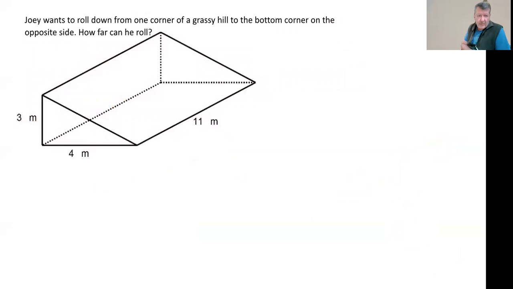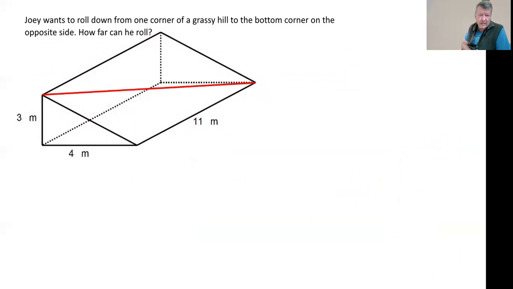Joey wants to roll down from one corner of the grassy hill to the bottom corner on the opposite side. How far can you roll? So that means we're going to go from either up there to down there, or over this corner down to here. All right, let's do the first one. Top corner down to there.